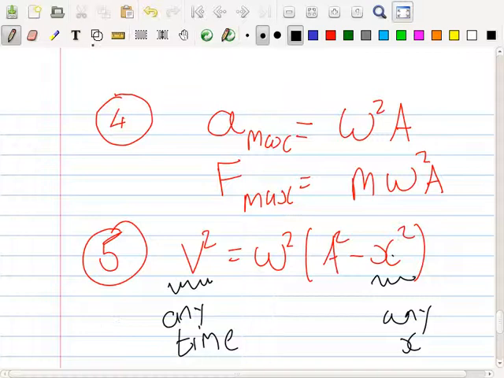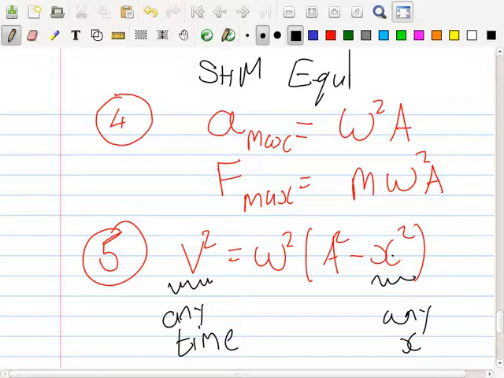So these are all called the simple harmonic motion equations, if you want to give it a name. For proof of 4 and 5, I can't do it until we do calculus in maths class. Whereas for 1, 2 and 3, I can give you a kind of rough reason.